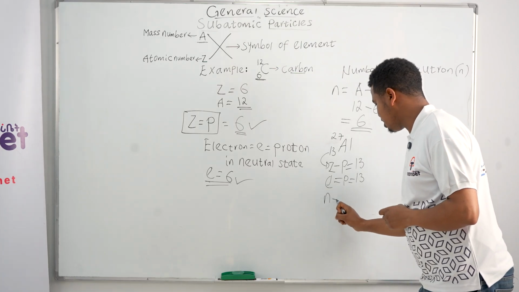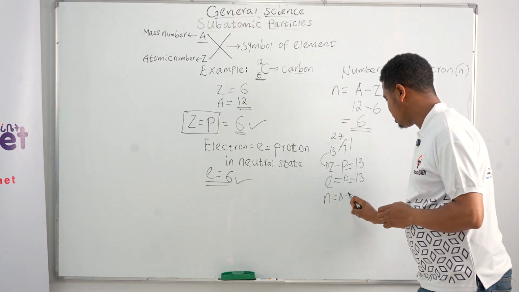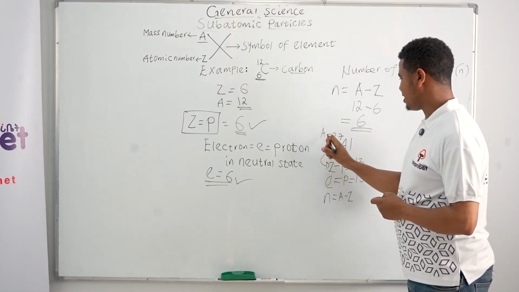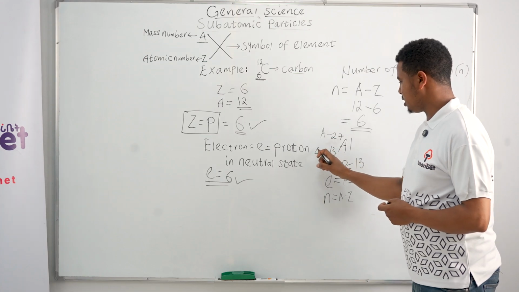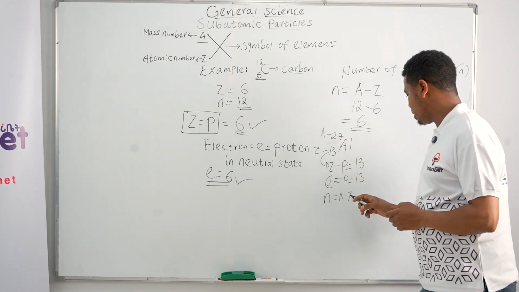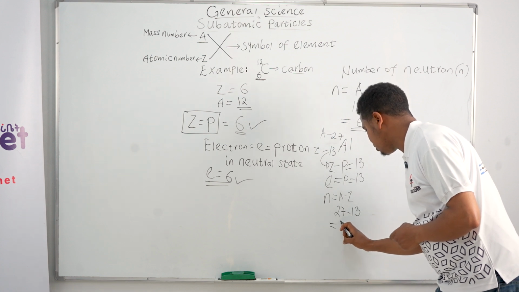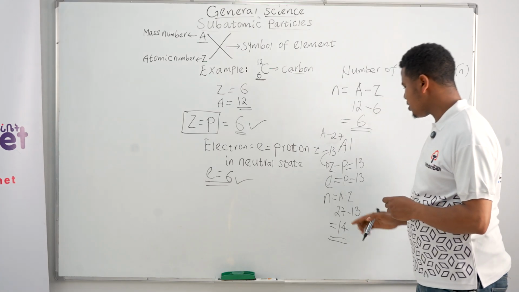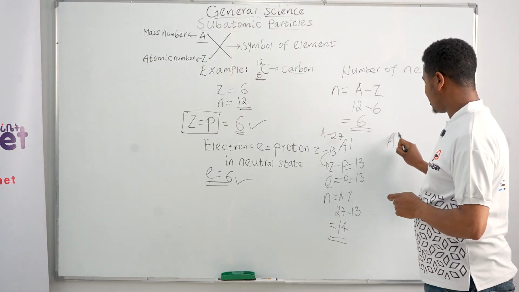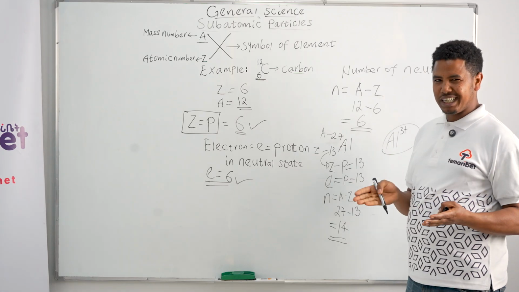Now let's calculate the number of neutrons. Neutron is A minus Z, or mass number minus atomic number. Here the mass number A is at the top and Z is here. So when we deduct the atomic number from the mass number, we get 27 minus 13. So in this case, the number of neutrons becomes 14.